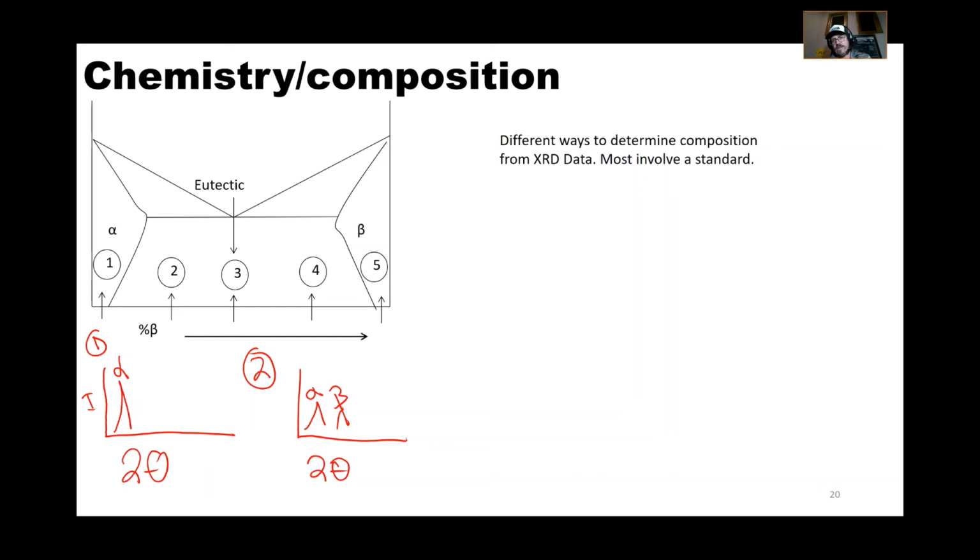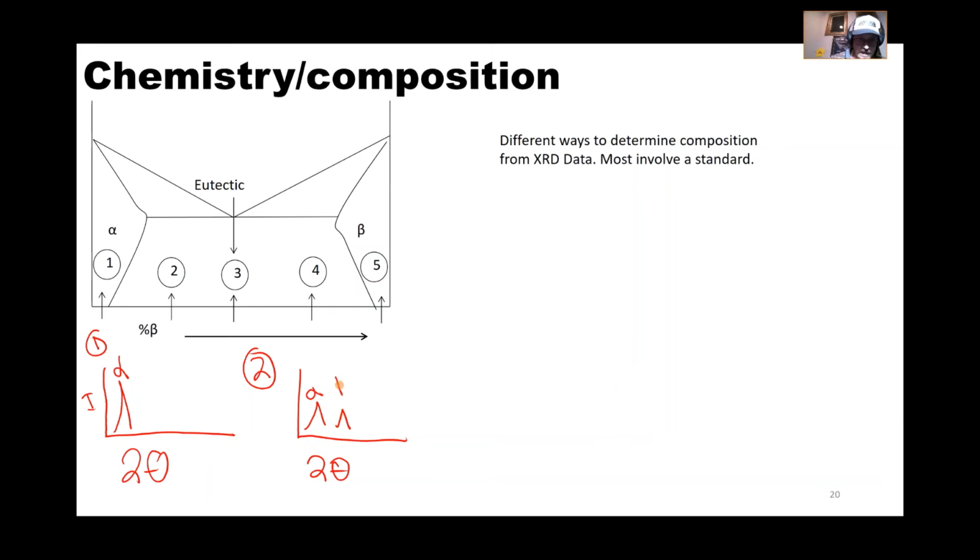There are different ways to determine composition from XRD data. Most involve a standard. I need to redo this. I'm sorry, this doesn't look very nice. Can I erase it? Okay, let me draw this again.